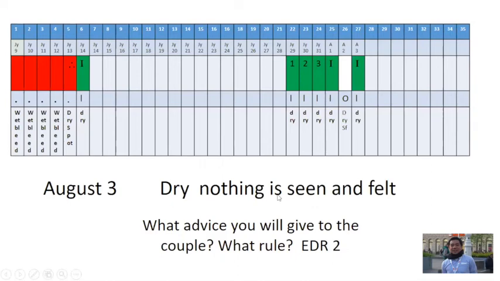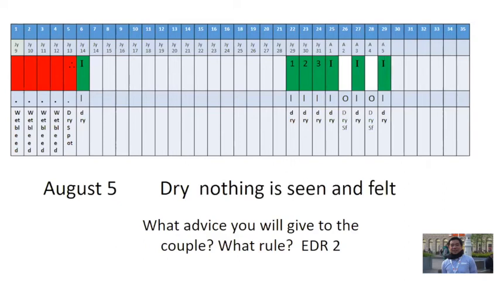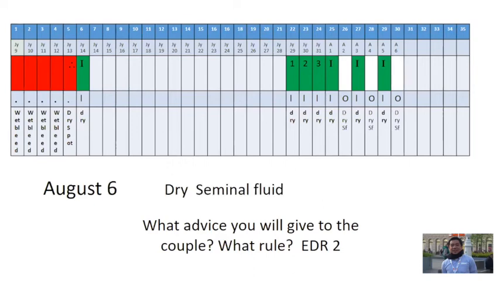August 3, dry, intercourse is resumed at night. August 4, dry seminal fluid, alternate evenings. August 5, dry again, intercourse at night. August 6, dry seminal fluid. August 7, dry, intercourse at night. August 8, heavy bleeding. Now, question.